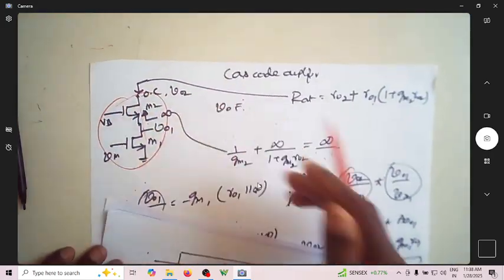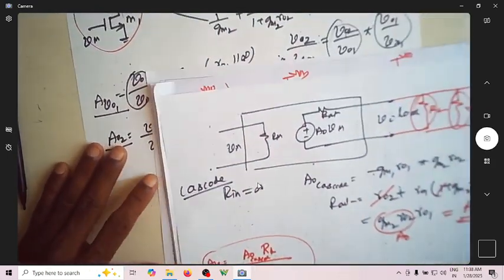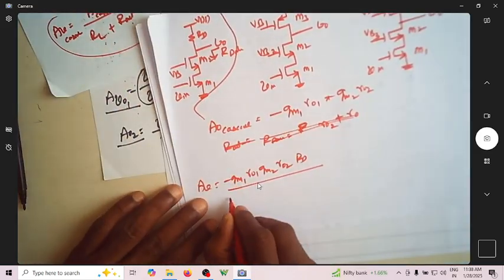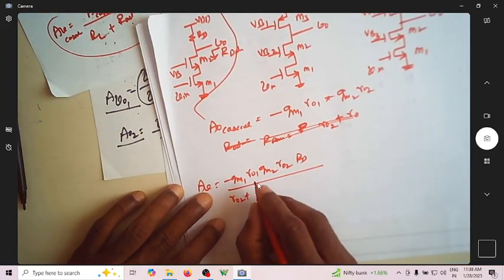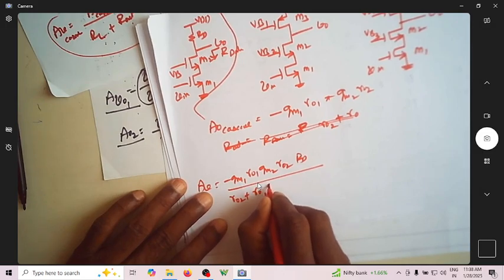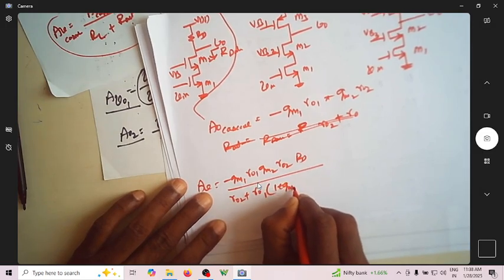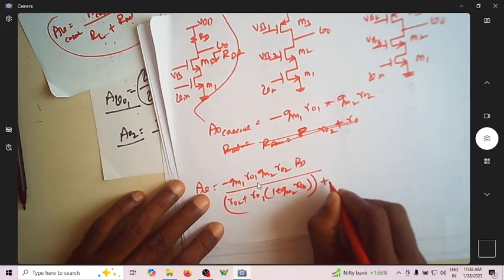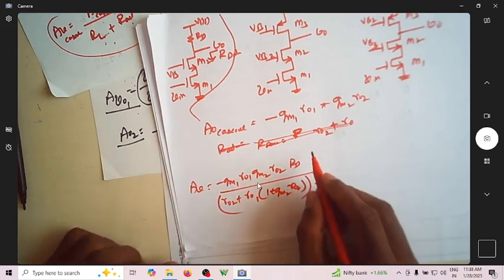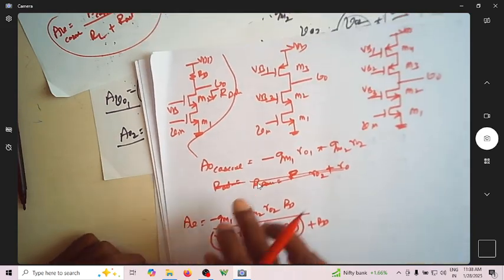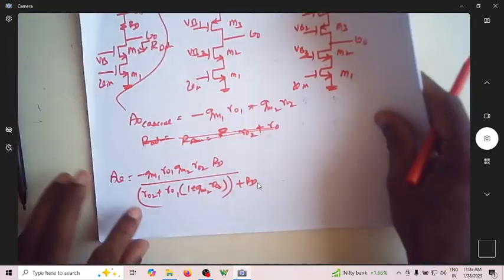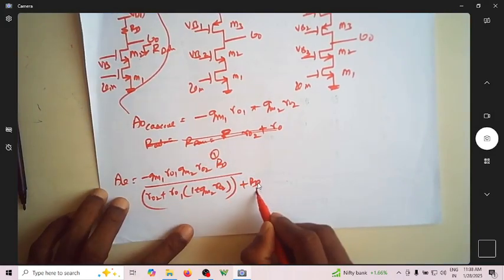So the resistance looking down here, how much is that? That is now given by r02 plus r01 into 1 plus gm2 r02. This is R out, plus RD. So this is for the first circuit.